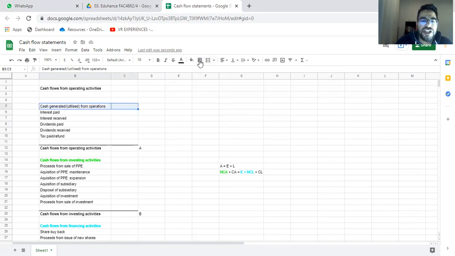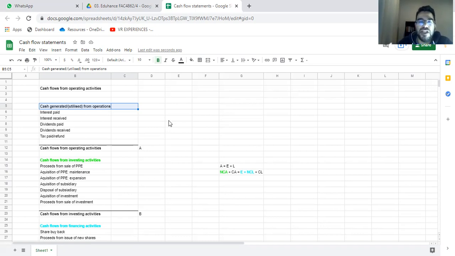Cash from operations can be determined in one of two ways. So you have two methods. You have the preferred method, and then you have the other method. What IAS 7 calls the preferred method is the direct method. The other method is the indirect method.